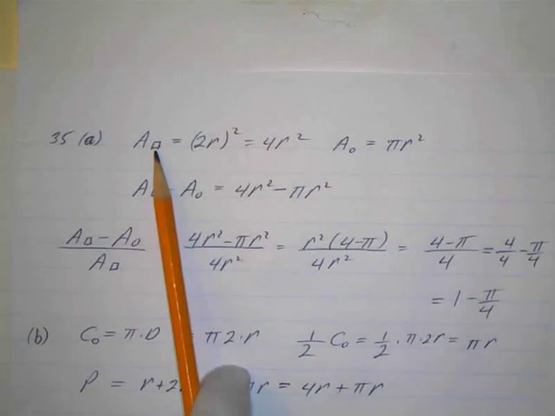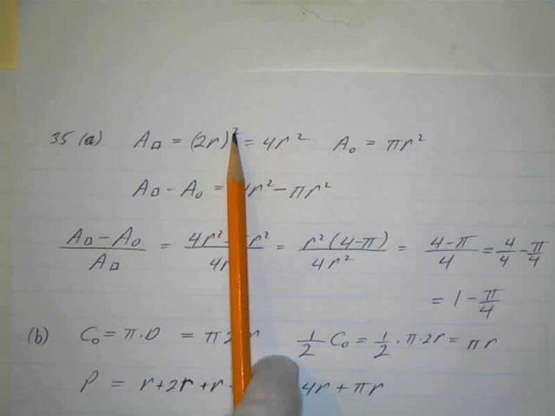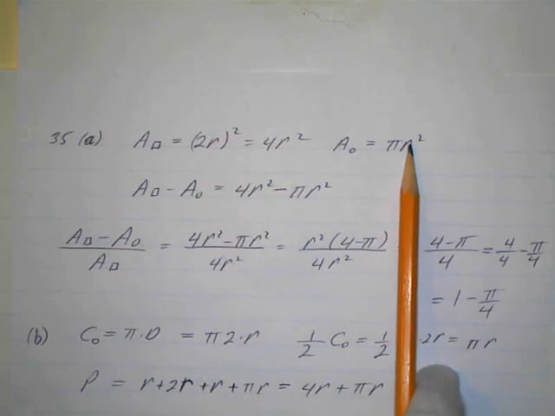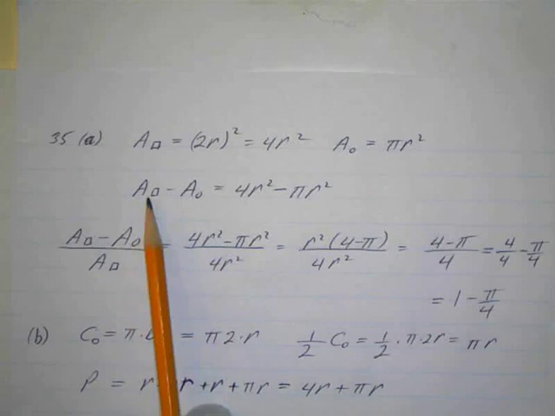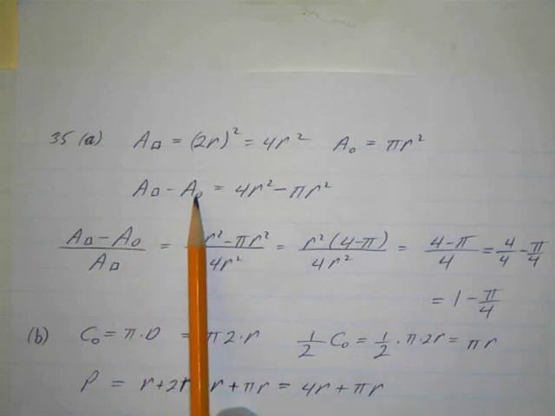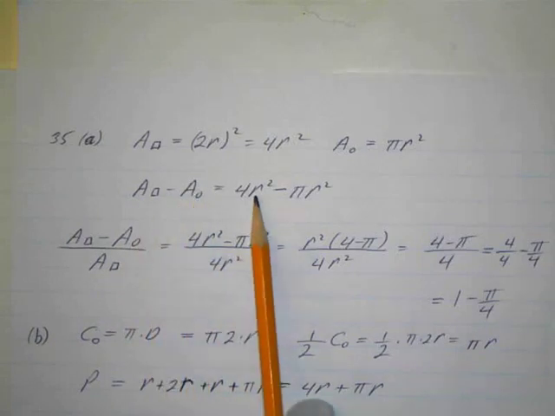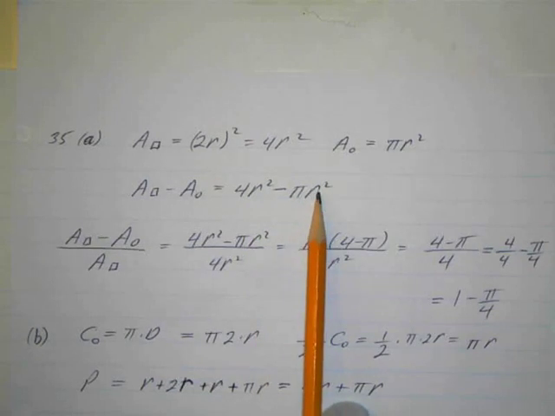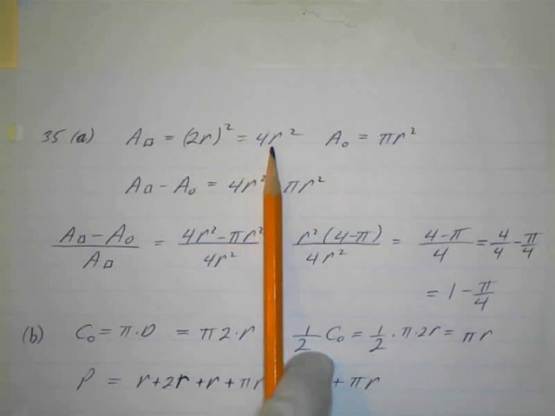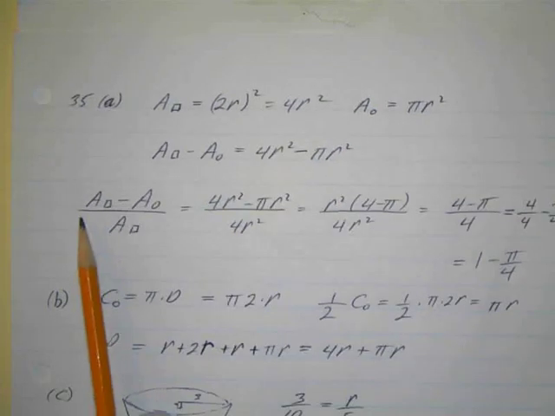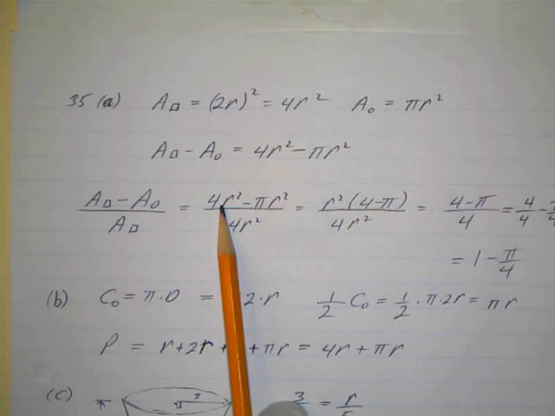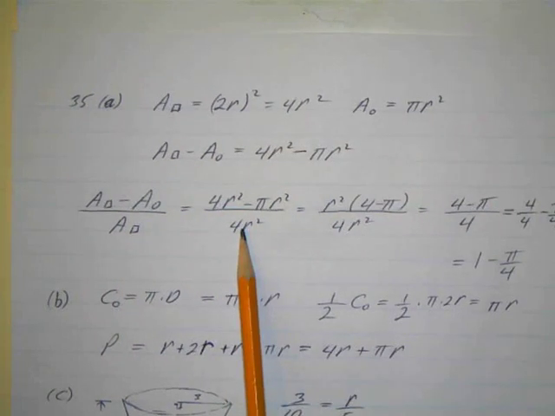So the area of the square is 2r, that's the side, squared, which is 4r squared. The area of the circle is pi r squared. And the area that's inside the square but outside the circle would be just to subtract the circle from the square. So that's 4r squared minus pi r squared. And then we want the ratio of this to the area of the square, which is just the 4r squared. So here we have the area of the square minus the area of the circle over the area of the square: 4r squared minus pi r squared all over 4r squared.